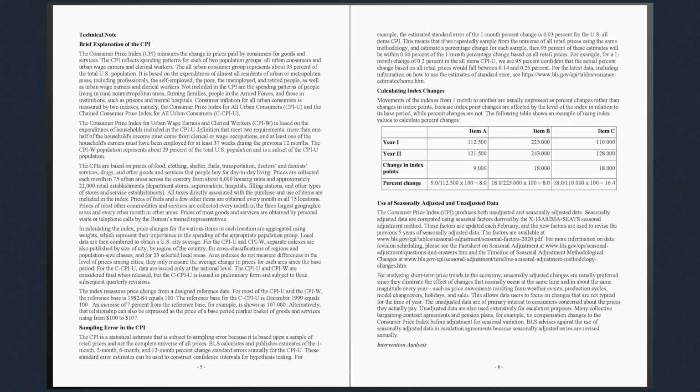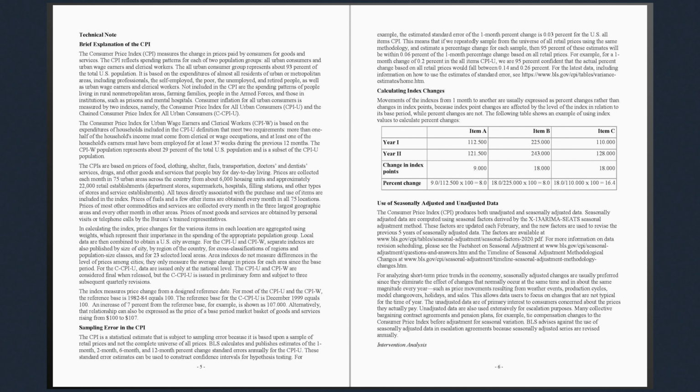Sampling error in the CPI. The CPI is a statistical estimate that is subject to sampling error because it is based upon a sample of retail prices and not the complete universe of all prices. BLS calculates and publishes estimates of the 1-month, 2-month, 6-month, and 12-month percent change standard errors annually for the C-CPI-U. These standard error estimates can be used to construct confidence intervals for hypothesis testing.